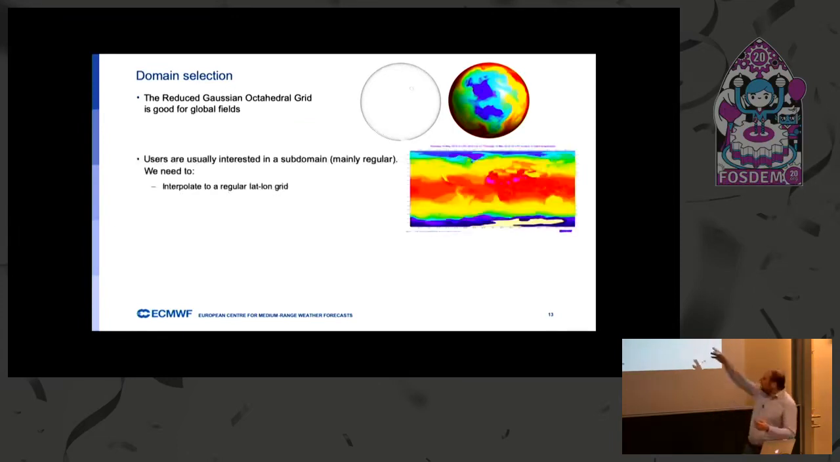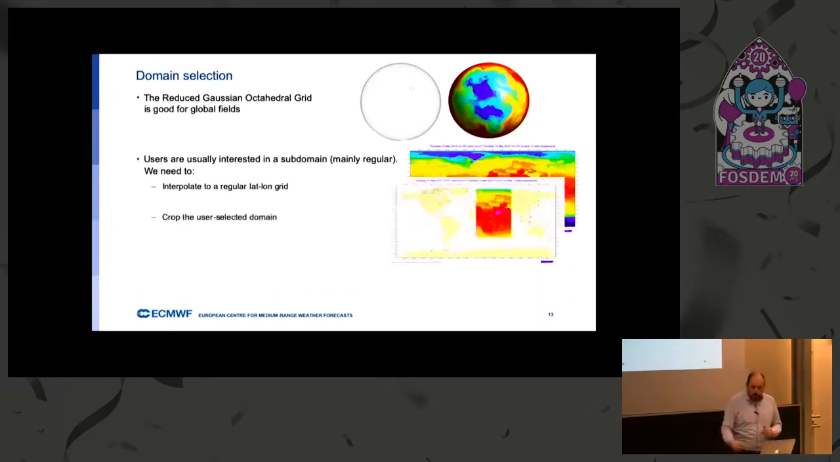For the geometrical part, again, we have agreed that it is not user-friendly, in the sense that it is not the regular lat-long that our users need. So we have to interpolate to a regular one. Up to now, we are interpolating the whole layer, so the globe, and just then we crop the user-selected domain. We do that because using Lustre, we cannot byte address the data, so we have to read the whole field and compute on that.